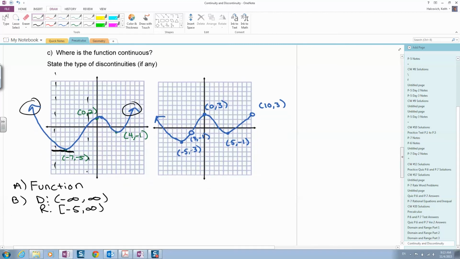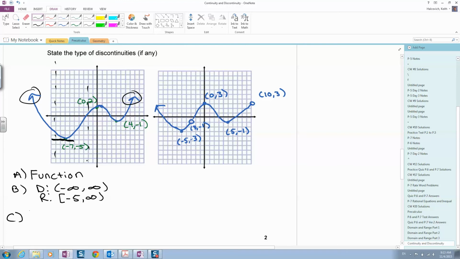Part C, it says, when is the function continuous? Well, you look for any asymptotes, any holes, open circles, those kind of things, and there are none. This graph, if you start here, it's one continuous motion. You do not need to pick up your pencil. So this is continuous on the interval from -infinity to infinity. Now if you look at the next one, notice this does pass the vertical line test, so it is a function.